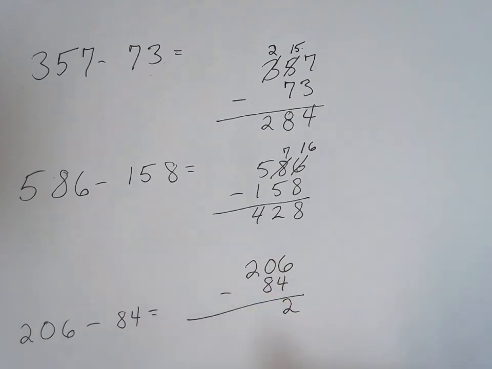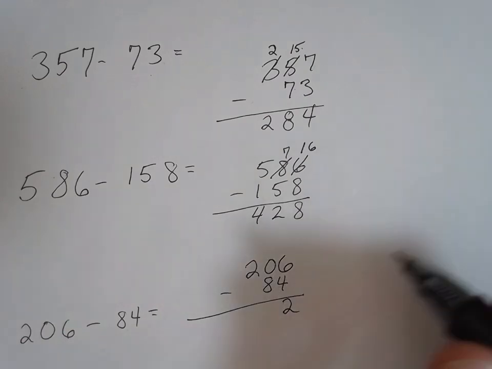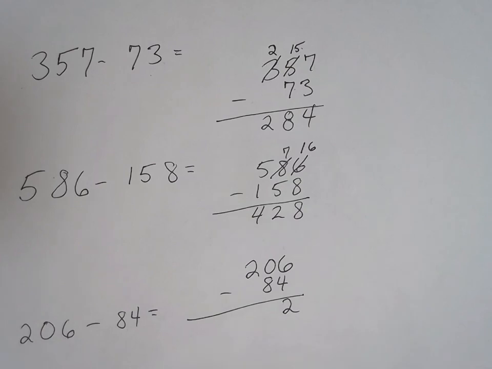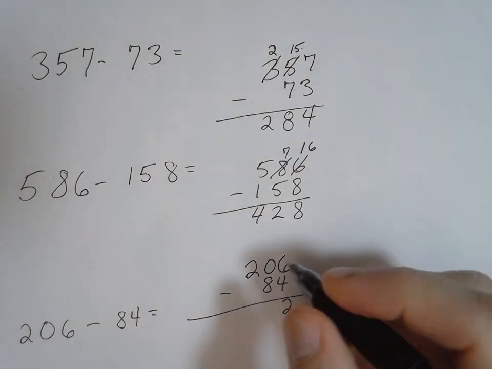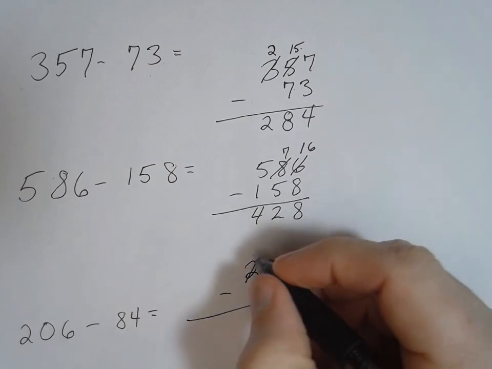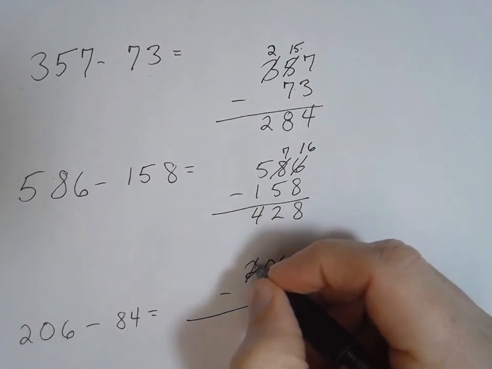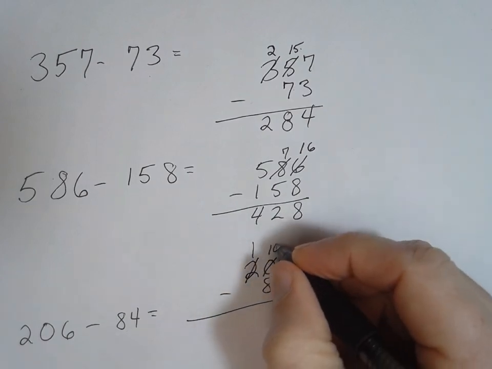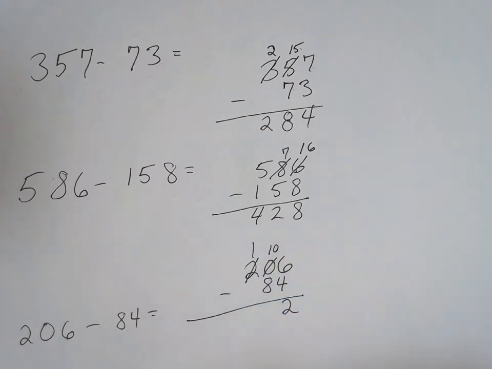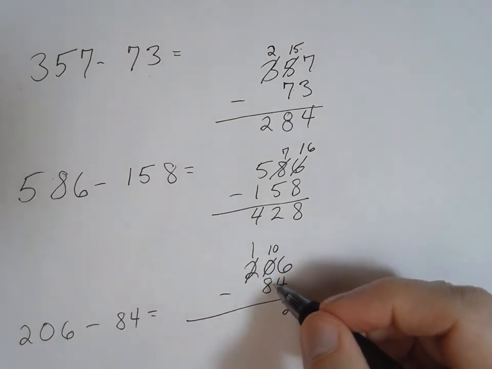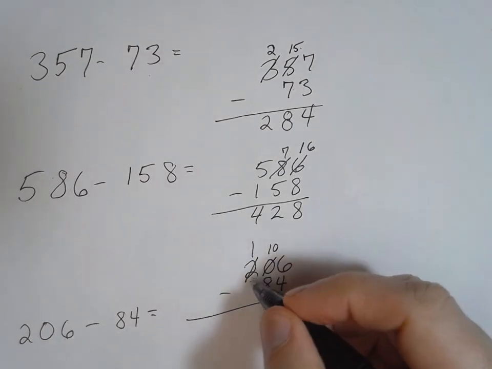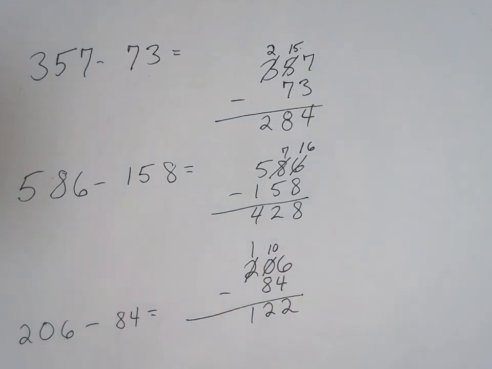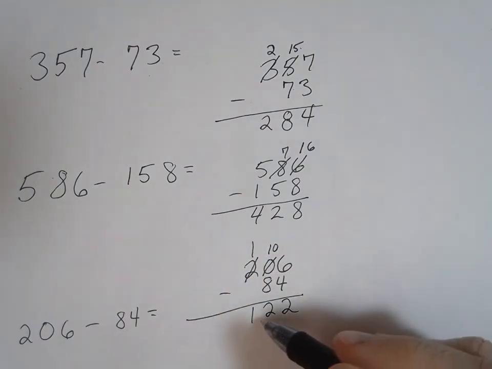Moving on to the next column, to the tens place, asking myself again, can I do it? 0 minus 8, I cannot do that, because if I have no cookies, I can't give someone 8 cookies. So we go over to the neighbor and borrow one package of cookies. So the 2 becomes a 1, and that package of cookies is worth 10 cookies. So we give those 10 cookies to the 0, and it becomes a 10. Now we can subtract. 10 minus 8 is 2. 1 minus nothing is 1. So 206 minus 84 is 122.